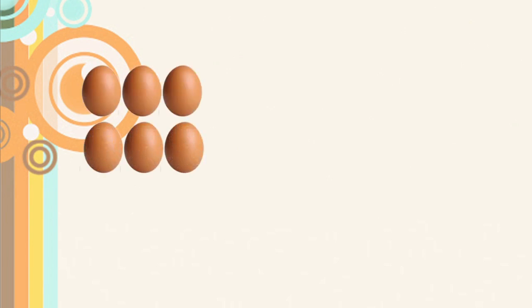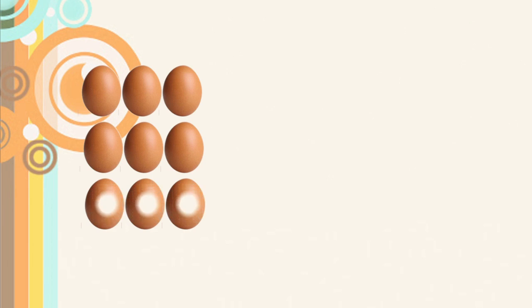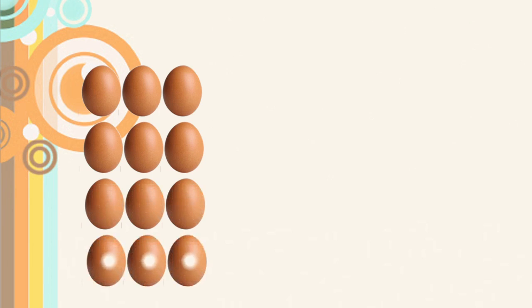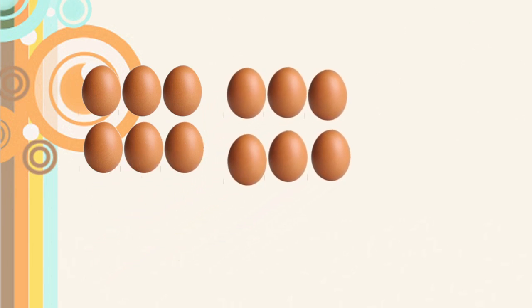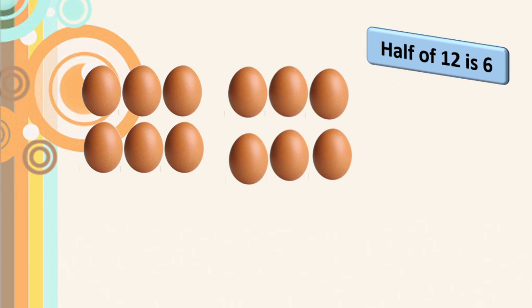Now again we can see the eggs here. How many eggs? Yes, there are 12 eggs. Correct? We made half, half. Right? Because half of 12 is 6. Isn't it?